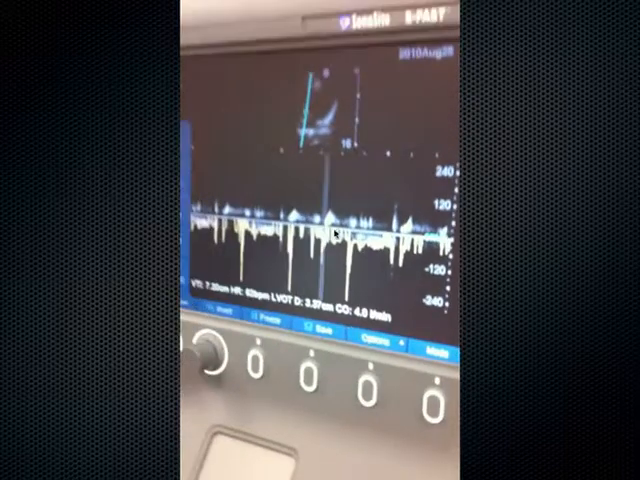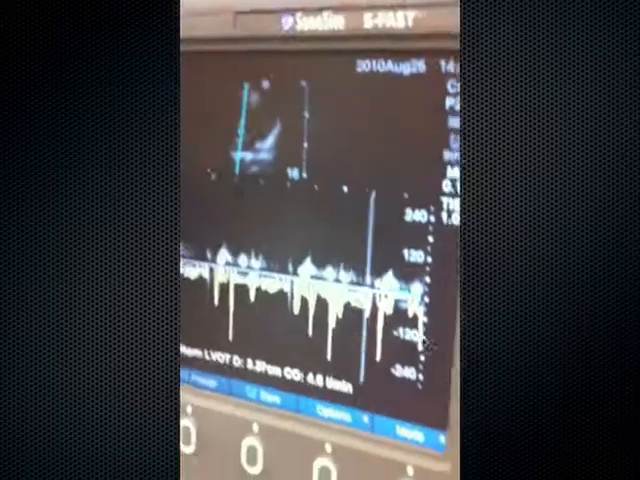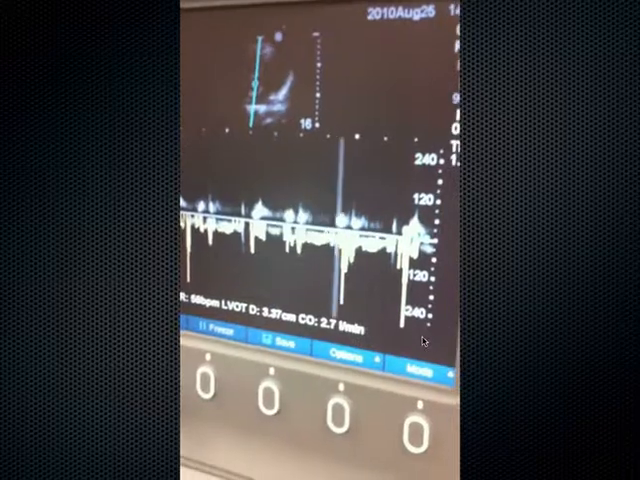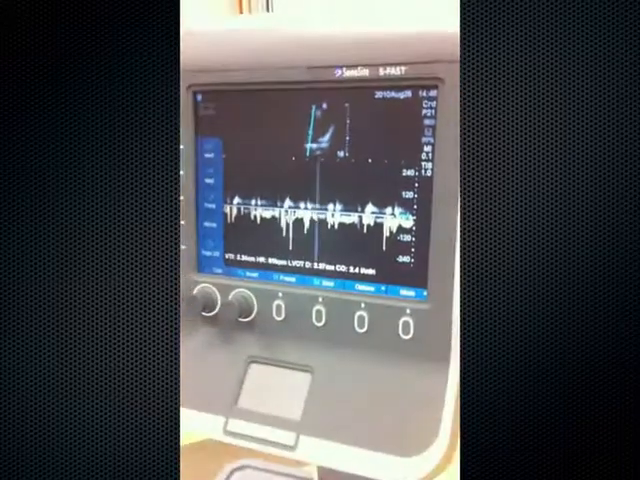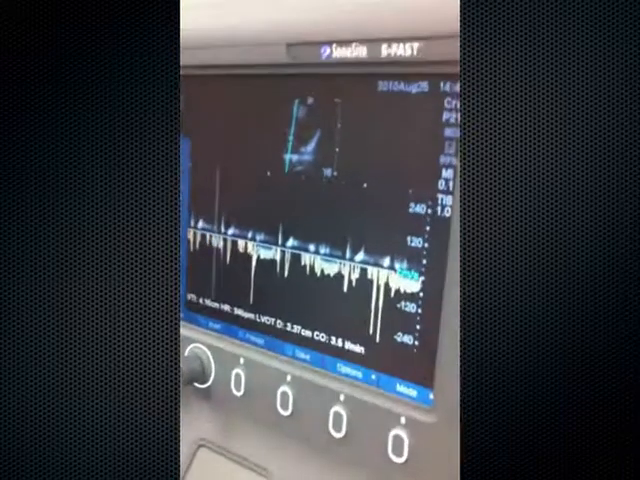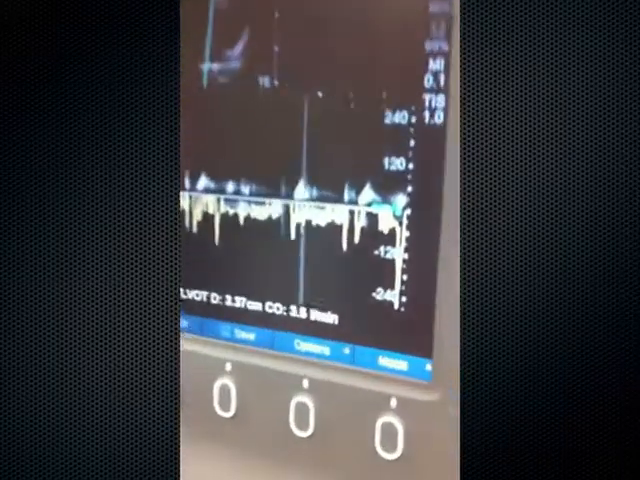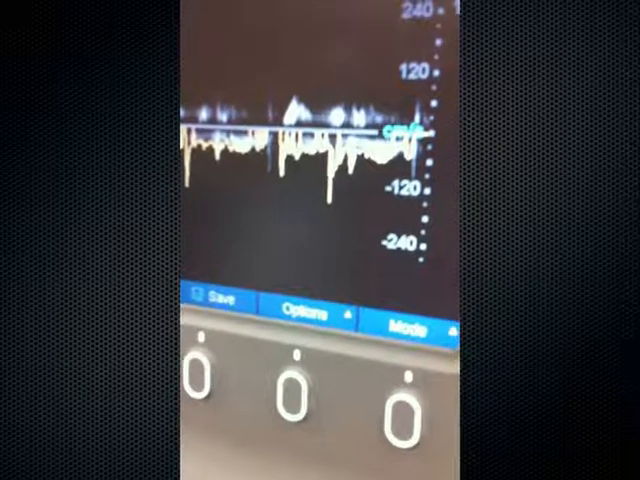This is not a pretty waveform at all. It's just one I happen to have caught on video of my residents doing an LVOT, but that's the idea. It's the concept though that we're putting all this together. The machine is actually going to be grabbing the velocity time integral for us, and combined with the LVOT diameter, we'll calculate the cardiac output.